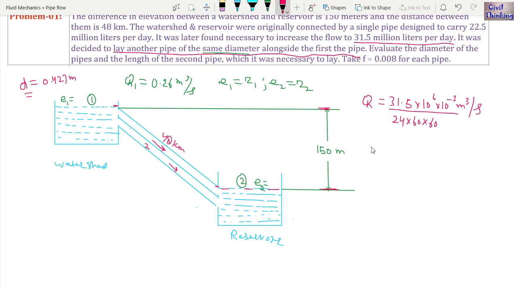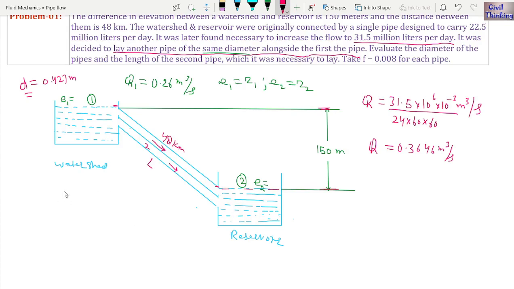Okay, so let me simplify this first. What will be the value of discharge? It is 0.3646 meter cube per second. Now let us say the length of the second pipe is L. Now we need this discharge. So again let's apply the energy equation between 1 and 2.